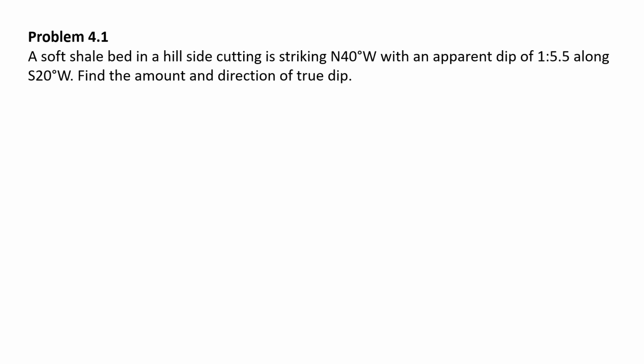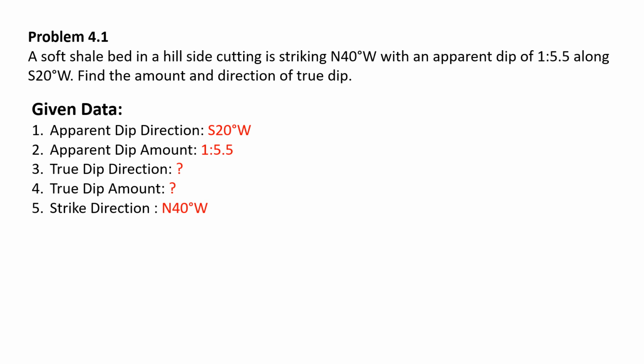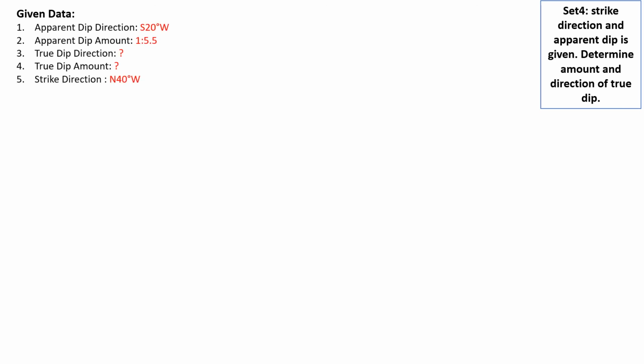A soft shale bed in a hill cutting is striking north 40 degrees west with an apparent dip of 1 to 1.5 along south 20 degrees west. They are given the strike direction as north 40 degrees west, apparent dip direction as south 20 degrees west, and apparent dip amount as 1 to 1.5. Problem number 4.1 from set number 4. So the given data is the apparent dip direction, apparent dip amount, and strike direction.